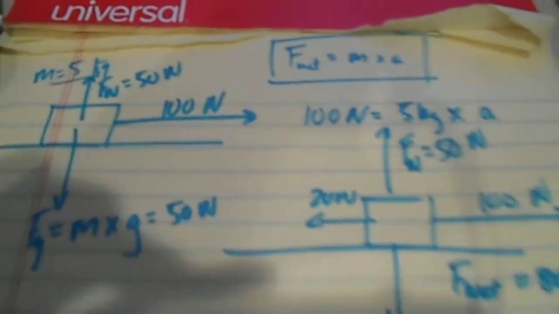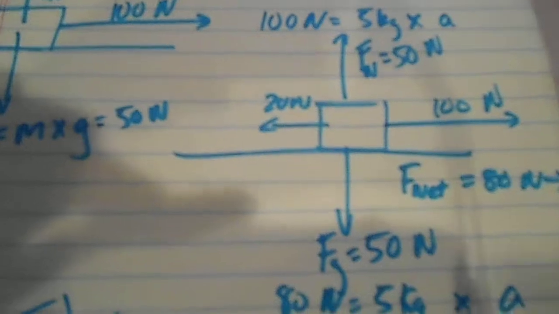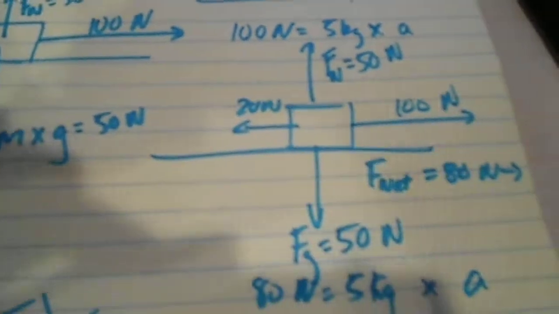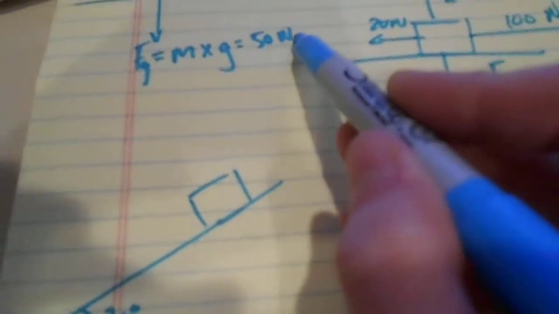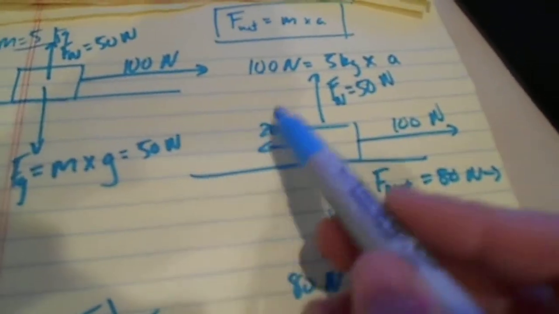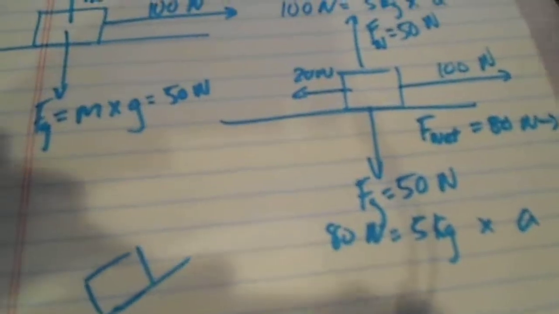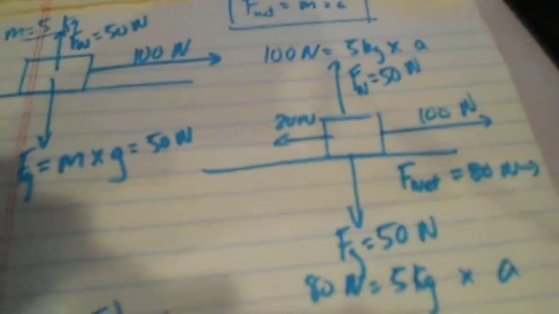But there is a problem where it says that the block is moving at a constant velocity. Now, if the block is moving at a constant velocity, it means that all the forces are balanced. So this 100 newtons right here would be balanced with the force of friction of 100 newtons. So these two would balance out, so the block could move at a constant velocity. So keep an eye out for that.